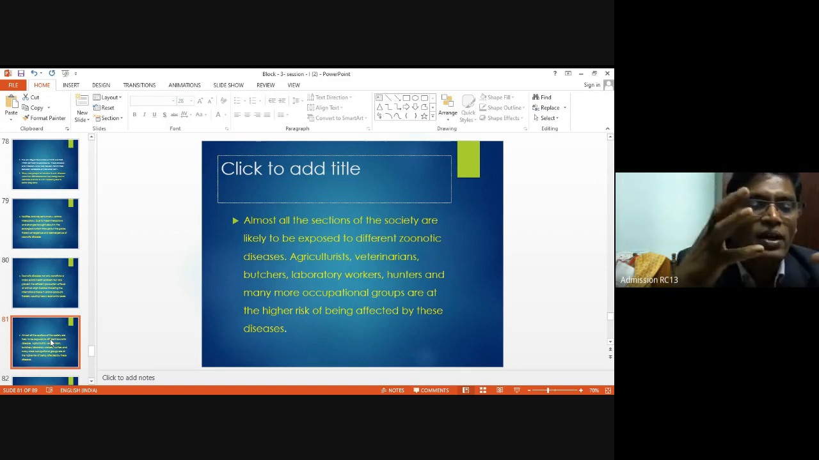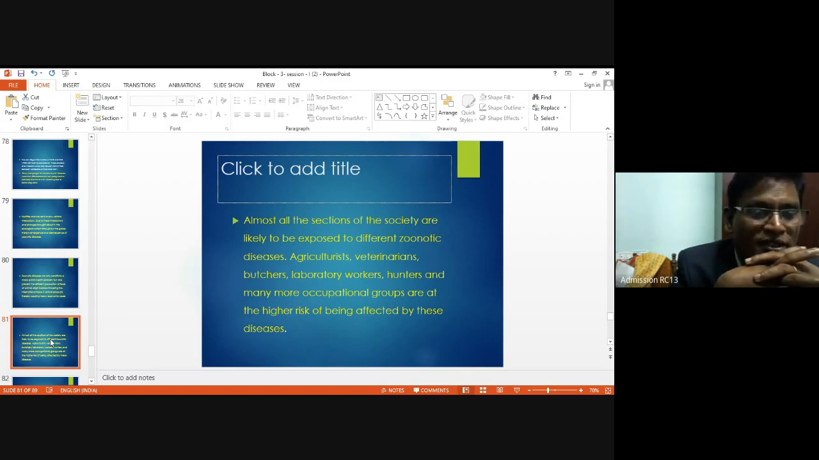So we come to know that people are engaged with these animals at different levels. In the agricultural field, people are associated with agriculture-related animals, and veterinarians are also exposed to these animals. Laboratory workers testing samples are also exposed to bacteria or microorganisms which have the potential to create disease, and even hunters also.